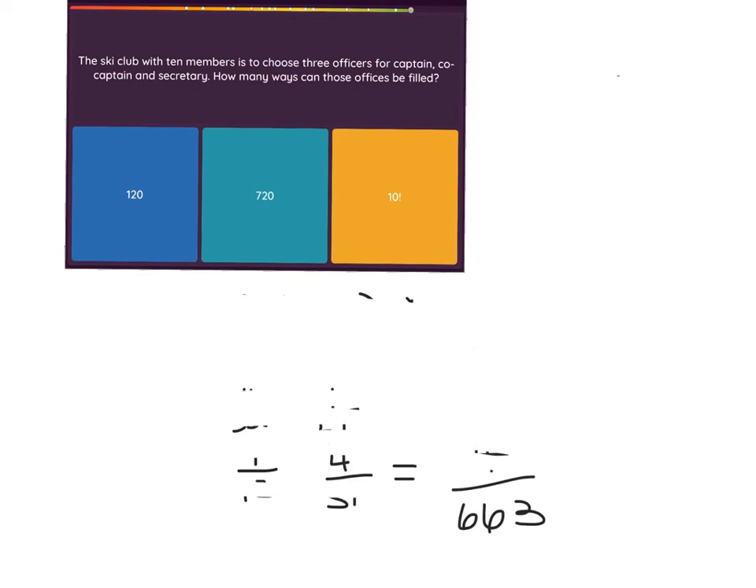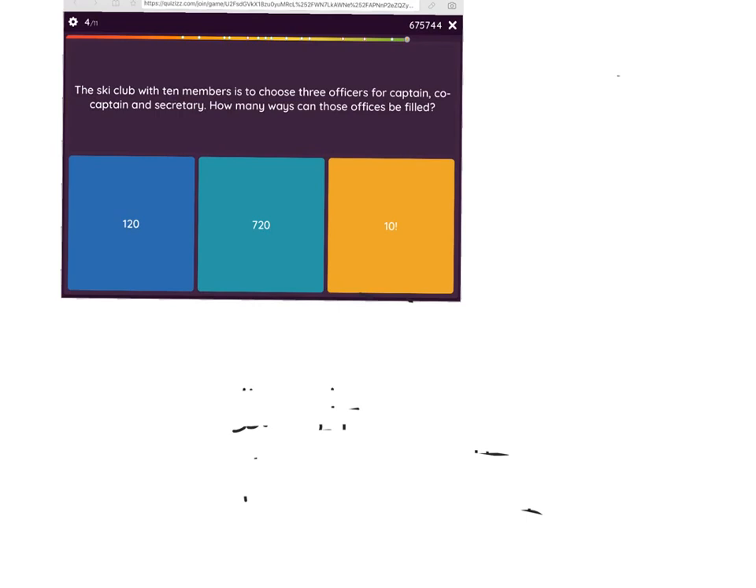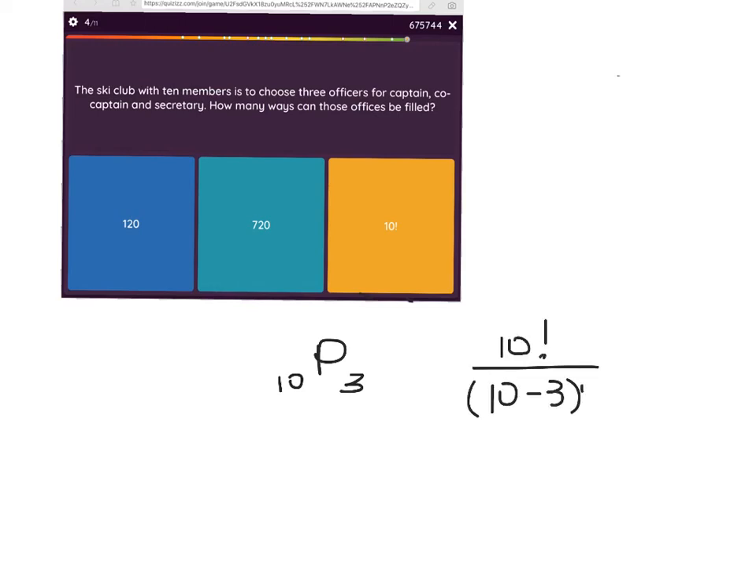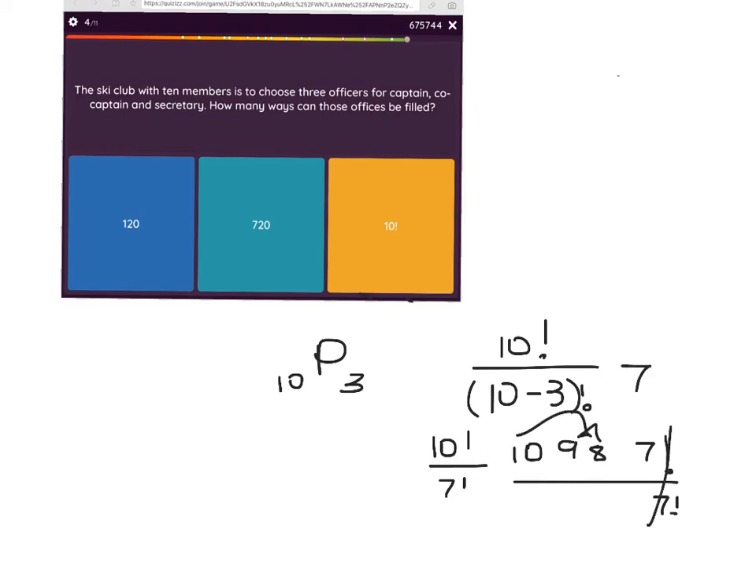All right, this one says the ski club with 10 members is to choose 3 different officers for captain, co-captain, and secretary. How many ways can these offices be filled? Now we're talking about specific ones, right? Which means this is now what? Permutation. So it is a permutation. 10 members is your N, taken 3 at a time. So this is 10 factorial over 10 minus 3 factorial, or 10 factorial over 7 factorial. 10 times 9 times 8 times 7 factorial over 7 factorial. These are going to go away, and I'd get 72 times 10, which is 720.